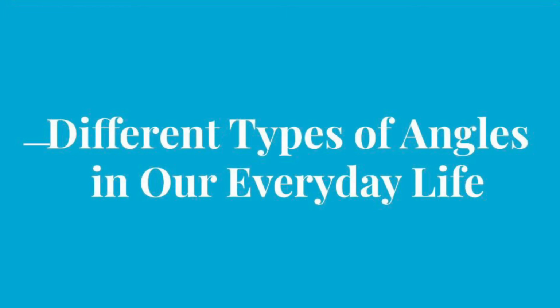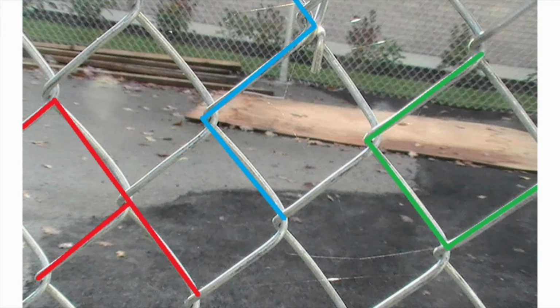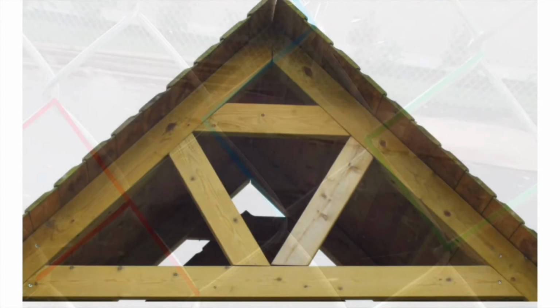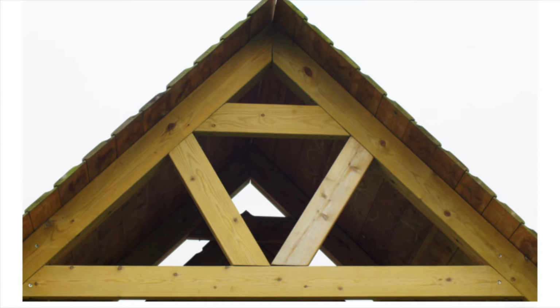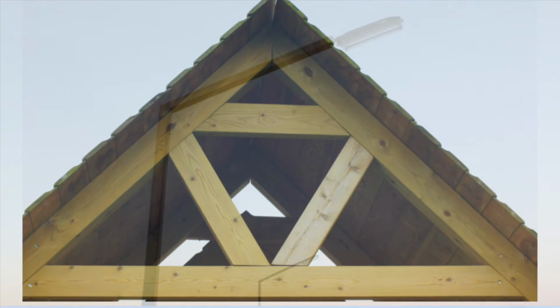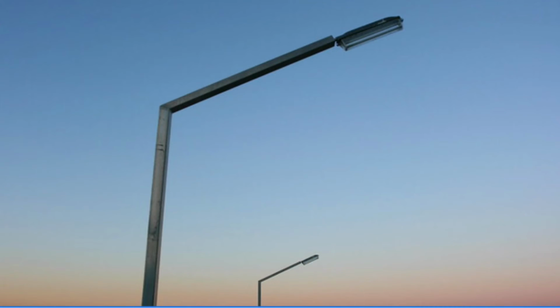Angles don't just exist in the math world, but also in our world around us. This fence is a perfect example of a right angle because, as you can see, it's an L and 90 degrees. The three main boards on this roof are acute angles because they are less than 90 degrees. This light pole is an obtuse angle because it is greater than 90 degrees but less than 180 degrees.